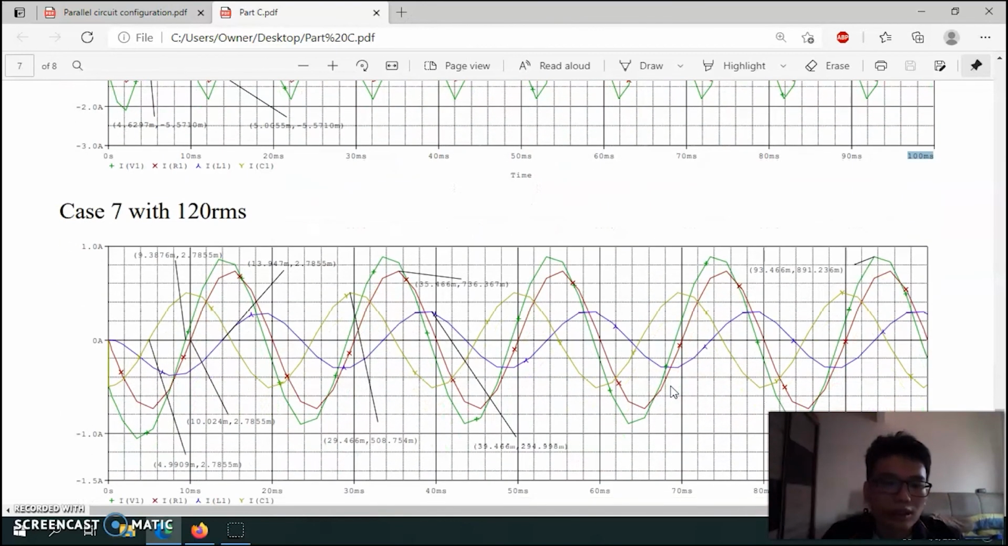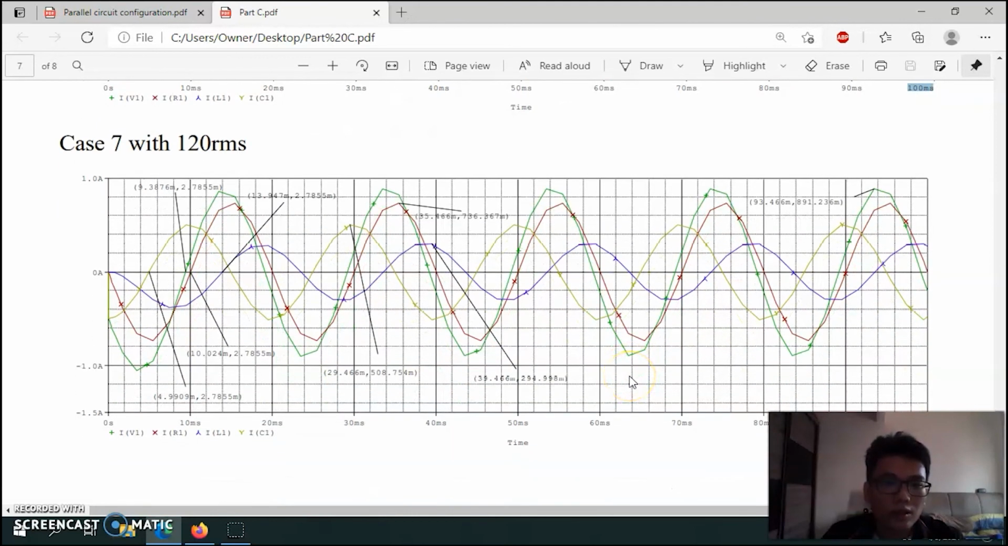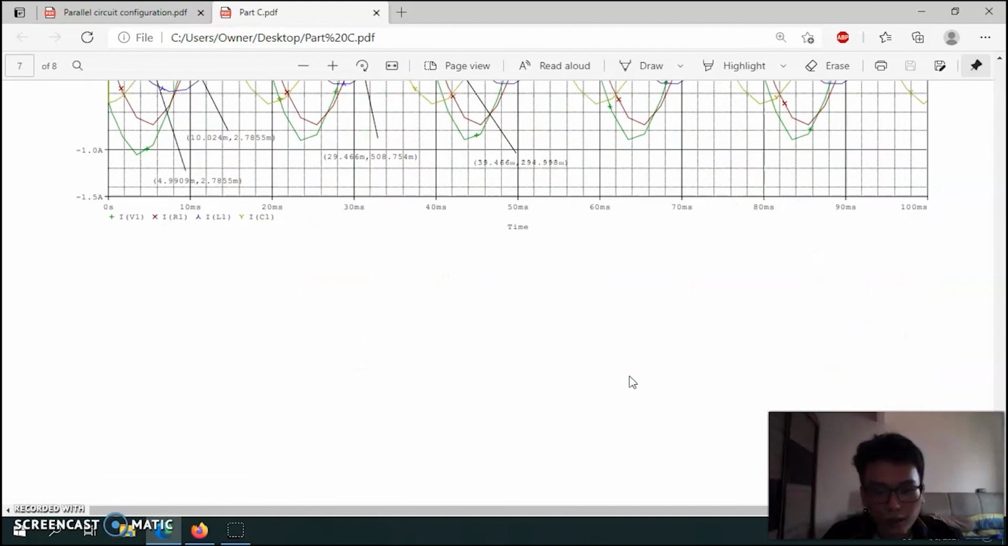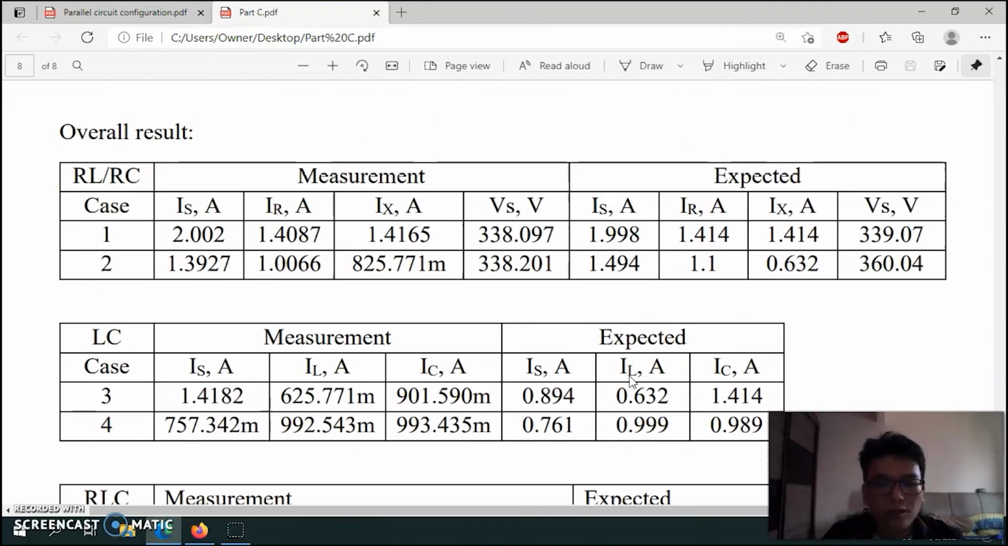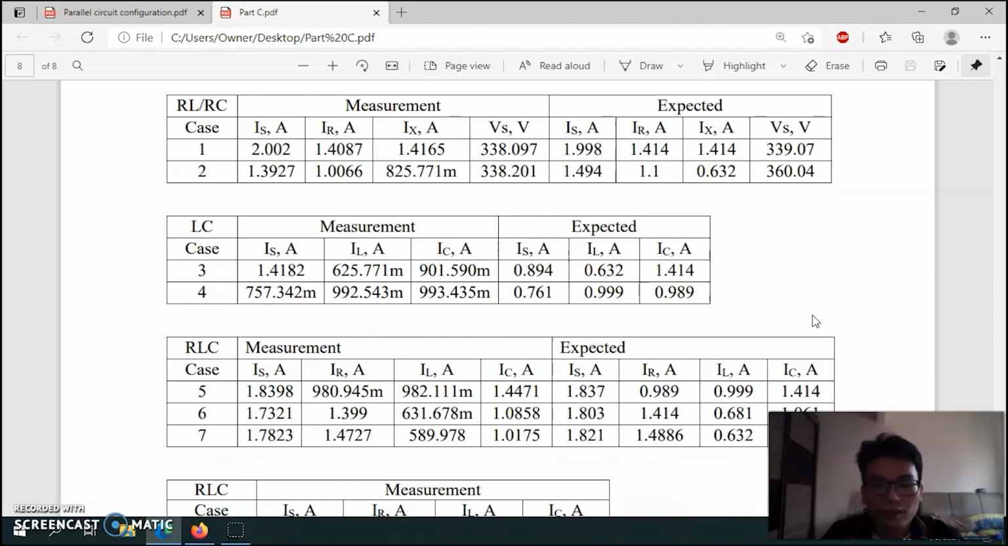We repeated case 6 with a lower voltage supply, 120 compared to the original 240. For the results of this experiment, we found the measurements, and we also did calculations to find the expected result. Overall, the expected result is similar to the measurement and not far away, so the theory is considered verified and usable.